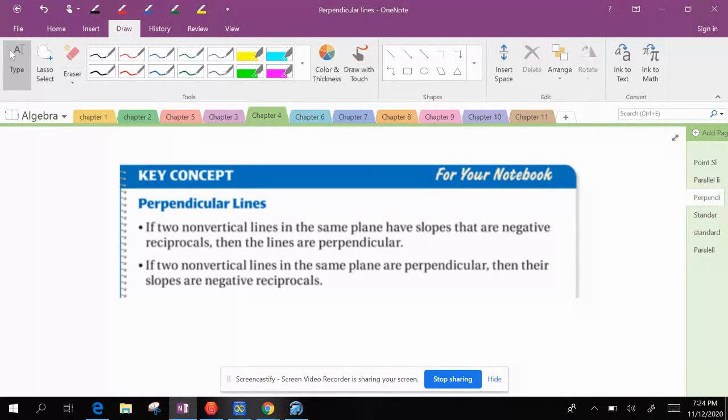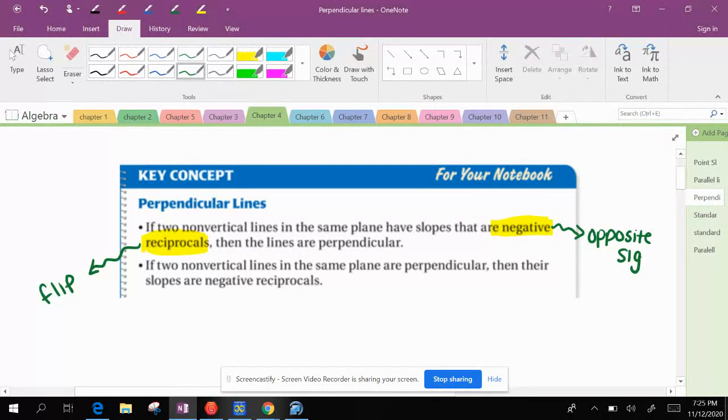So this word right here. Whoa, I didn't mean to cross it out. I meant to highlight it. Negative reciprocals. That means we are taking the slope and we are flipping it, because reciprocal is just a fancy word for flip. A negative means opposite sign. So I'm taking the opposite sign and flipping my slope.